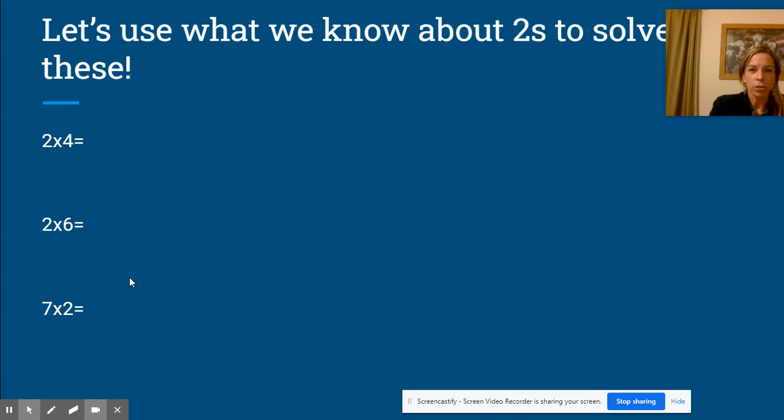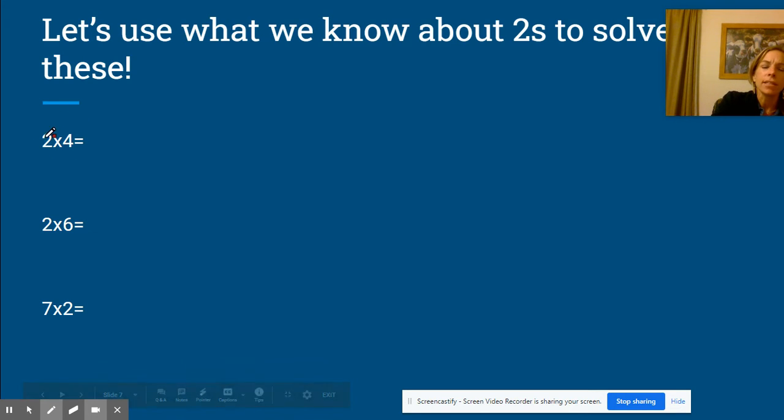Let's use what we know about 2s now to solve these. So it is up to you how you want to do these. You can skip count or you can double. And for some of us, we might want to draw a picture, and that is perfectly fine. So what I'd like you to do is kind of stay with me and really try your best on these.